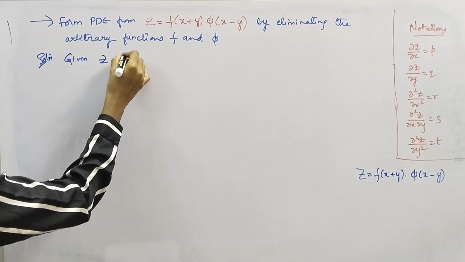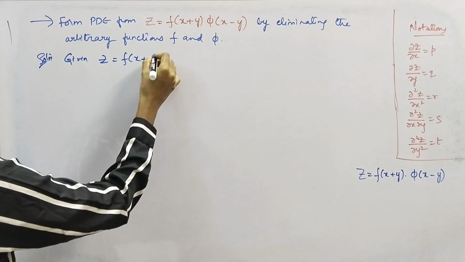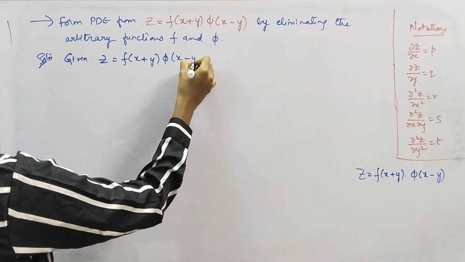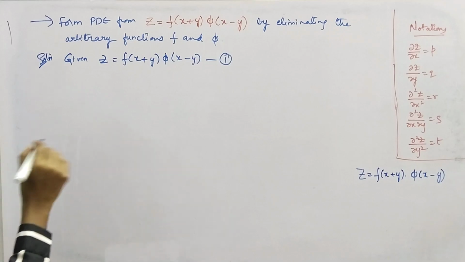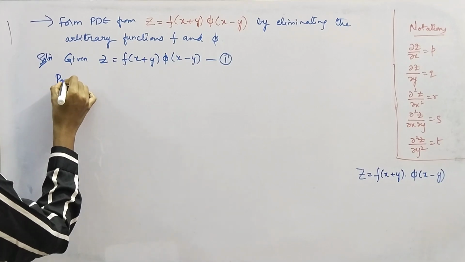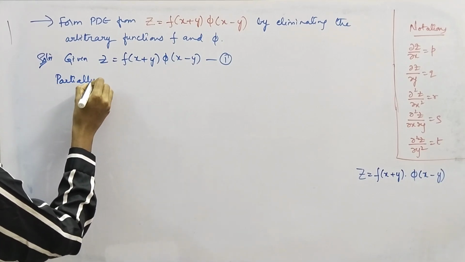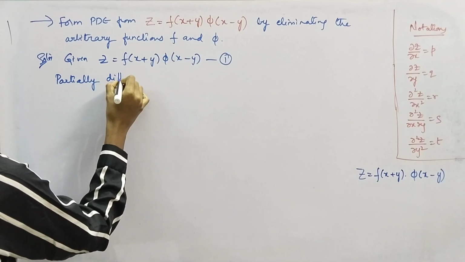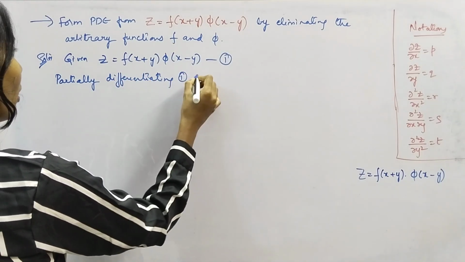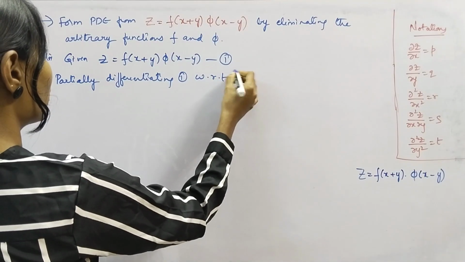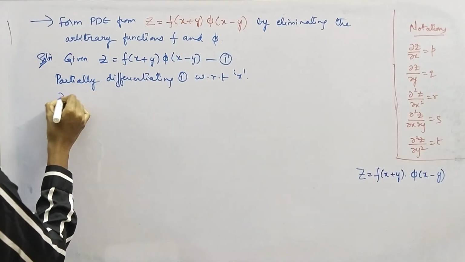Given z equal to f of x plus y into phi of x minus y, consider this as equation number 1. Now let's partially differentiate it with respect to x. Partially differentiating 1 with respect to x, just apply dou by dou x on both sides of 1.